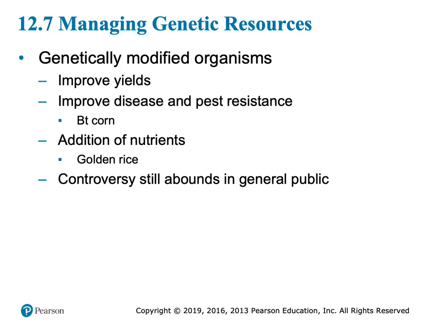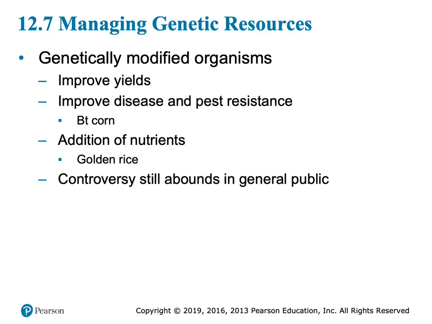Other managing genetic resources: genetically modified organisms, GMOs. Nobody wants to eat anything with a GMO in it. But why were genetically modified organisms initially created? They were created to improve yields of crops and improve disease and pest resistance of crops. Some food even had nutrients added to it, such as golden rice, and controversy about GMOs still abounds greatly in the general public. No one wants to put anything genetically modified into their bodies, but when you're talking about ending world hunger, if we can use a genetically modified organism like golden rice, which has added nutrients, or some sort of crop plant, and we can help end world hunger, the use of GMOs becomes a lot less controversial.